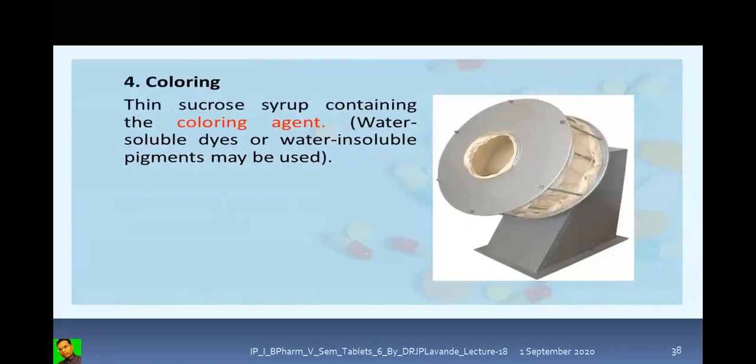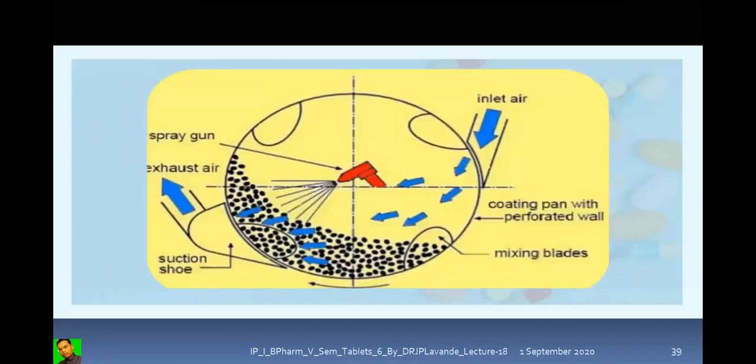The fourth one is the coloring. This is the stage where the tablets will be colored in the form of the coating solution. The thick sucrose syrup contains the coloring agent, which might be water soluble dyes or sometimes water insoluble pigments, used in order to give color to the tablets. So again it is going to be sprayed.